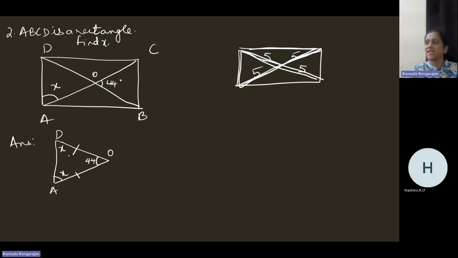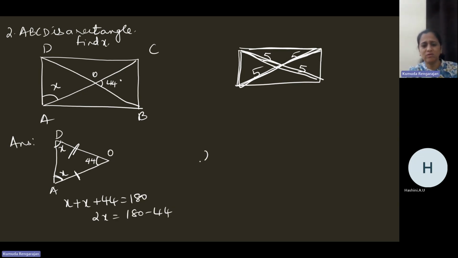2x plus 44 is equal to 180, correct. Since these two sides are equal, if this is x, this is also x. So x plus x plus 44 is equal to 180. 2x is equal to 180 minus 44, which is 136. X is equal to 136 by 2, which is 68. X is equal to 68. Okay?